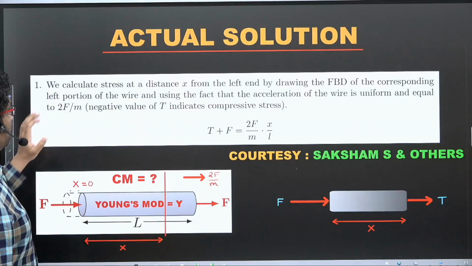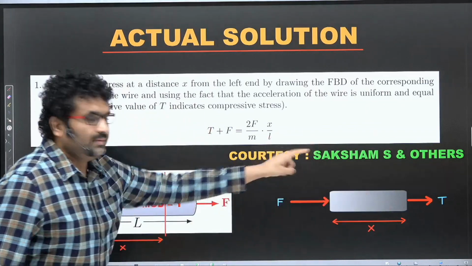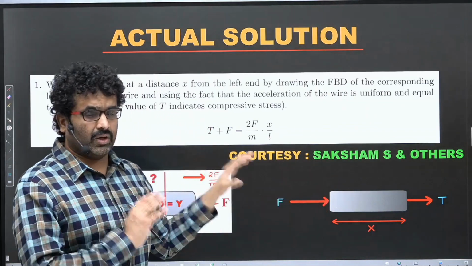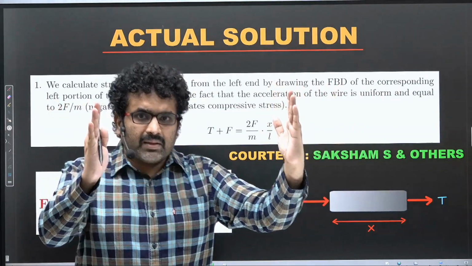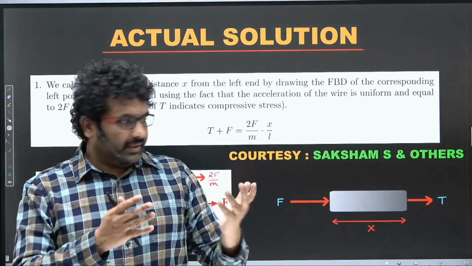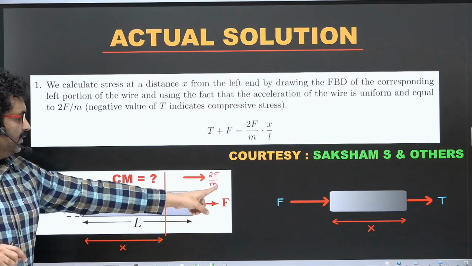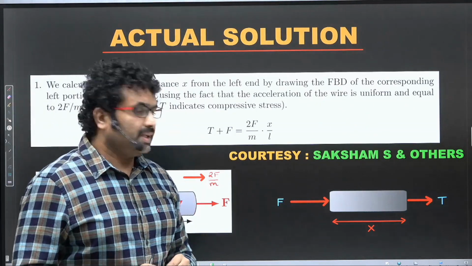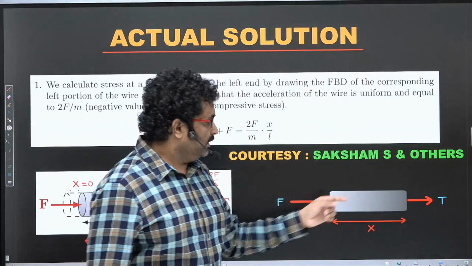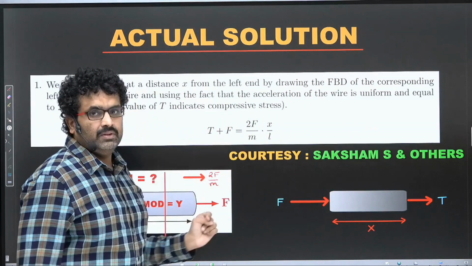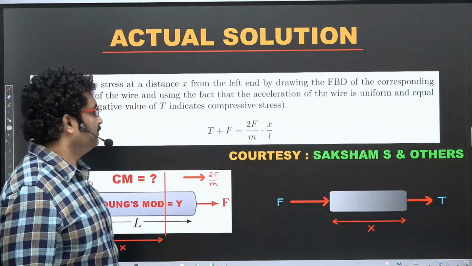Okay, so we calculate the stress by taking a part FBD here. For this part FBD, the acceleration is still the same. Remember, we are solving this problem after all expansions and compressions have stopped. The body is moving towards left or right in this case with acceleration 2F divided by m. Remember, total force is 2F, mass is m, so 2F by m is the acceleration. So this part of the rod also should have the same acceleration. So T plus F should be equal to mass into acceleration. So that's what we have written here.